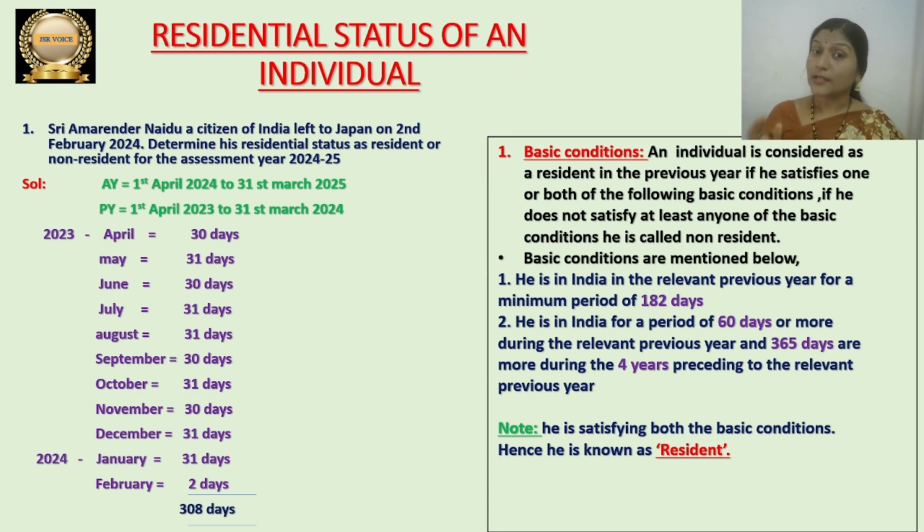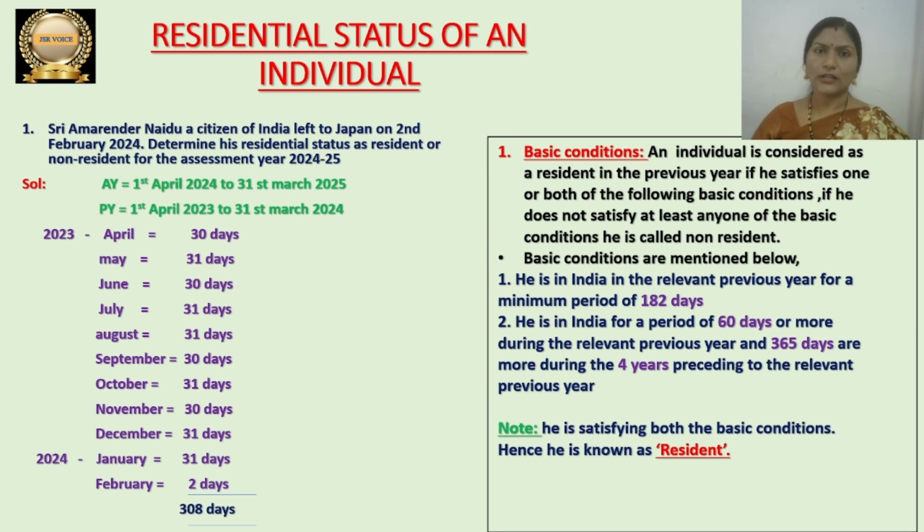Okay. So suppose he is a resident. Then we have to apply additional conditions also, and we have to go further and determine whether he is a resident and ordinary resident or resident but not ordinary resident. So once he is a non-resident, we will stop the problem here itself. That's over. If he is a resident, again we have to go further and determine whether he is a resident and ordinary resident or resident but not ordinary resident. We have to determine that by applying additional conditions.